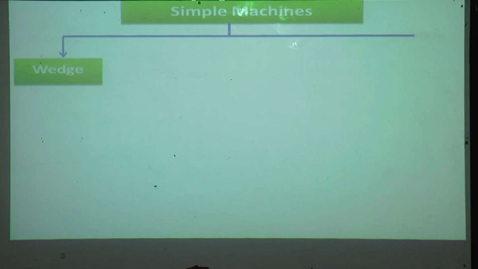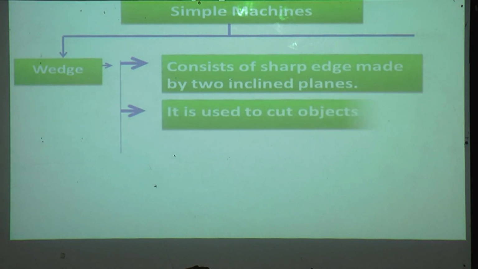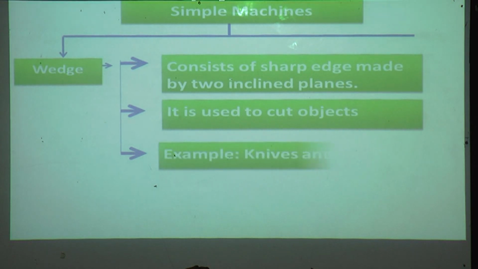Last was wedge. It consists of a sharp edge made by two inclined planes. It is used to cut objects. Examples: knives and axes. With the help of a knife and an axe we can cut objects. These are the examples of wedge and simple machines.